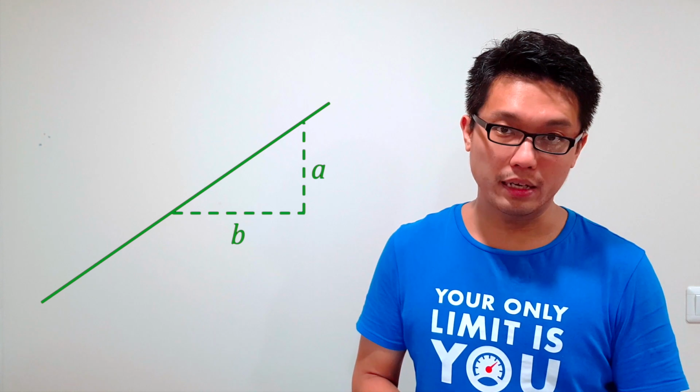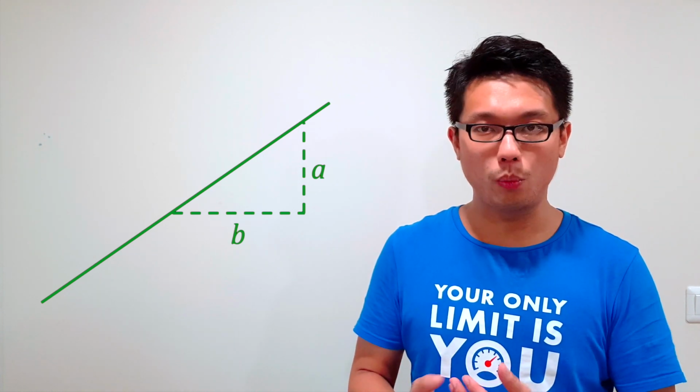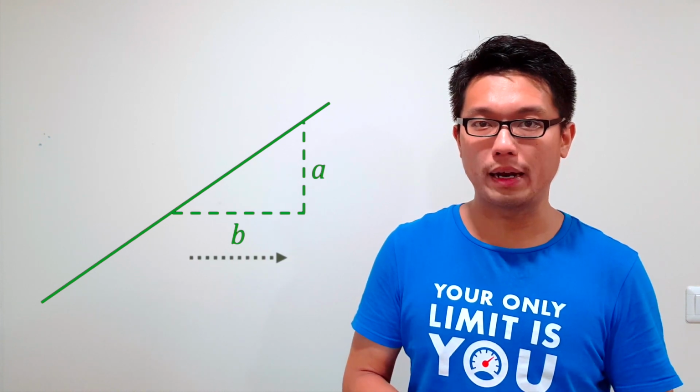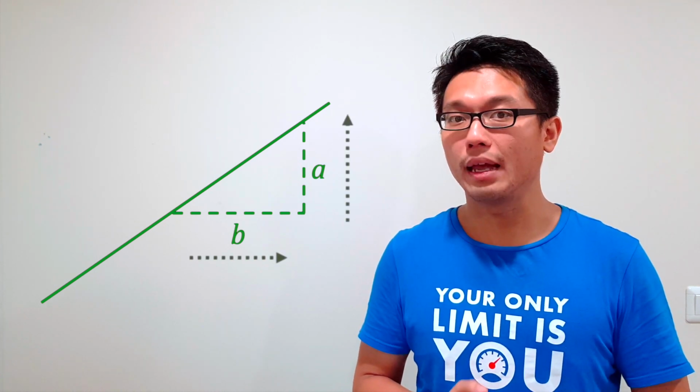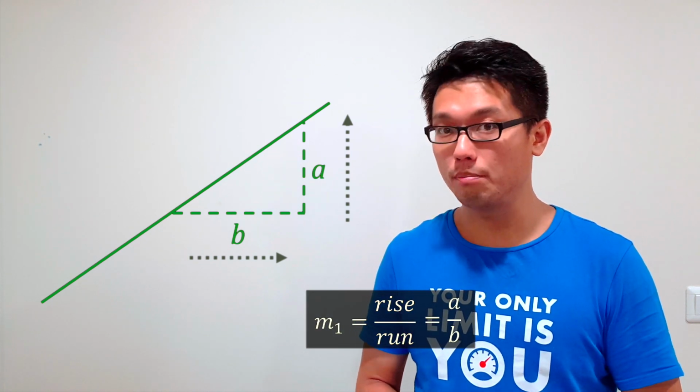With that, we can find an expression for the gradient of the line, calling it M1. When we run B units from the left to the right, we find ourselves moving upwards by A units. Hence, M1 can be expressed as A over B.